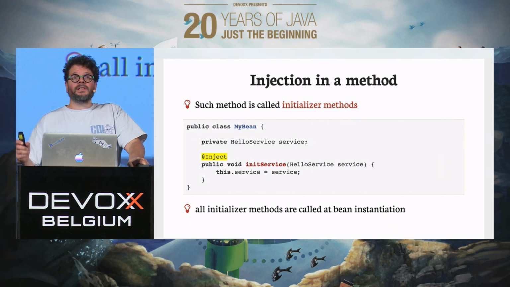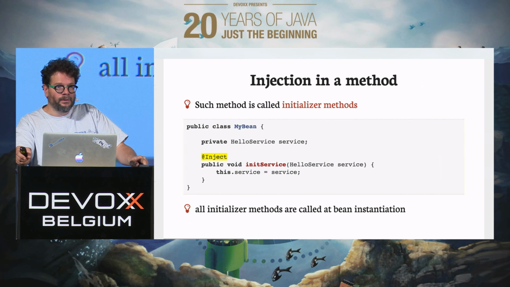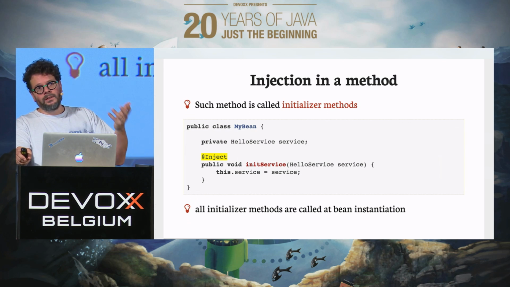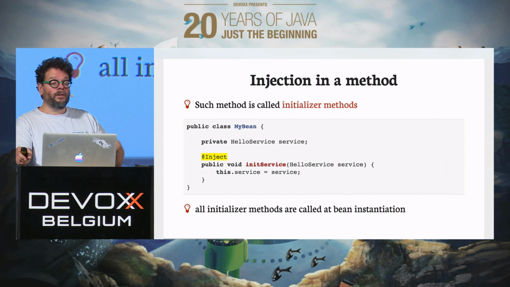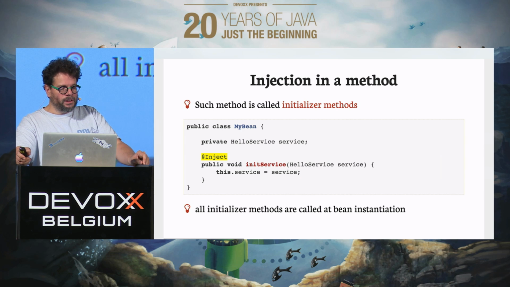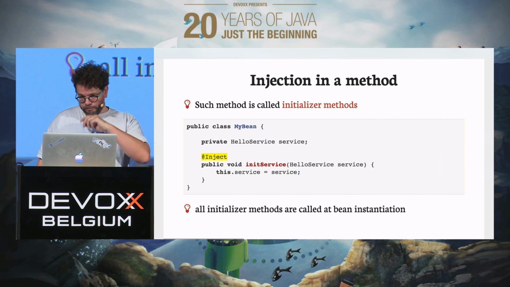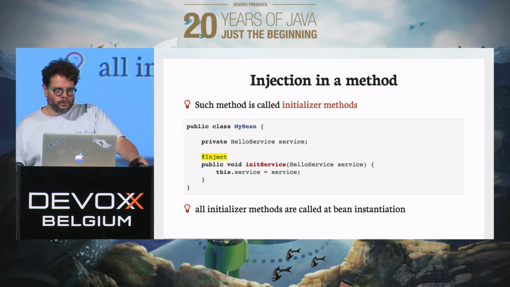You can also use @inject on a method. So it's a way to say, okay, when you instantiate this bean, you'll have to call this method, or these methods if you have multiple methods annotated with @inject, and these methods are called initializer methods. So it's another way to add injection in a programmatic way after the instance was created, after the constructor was called.